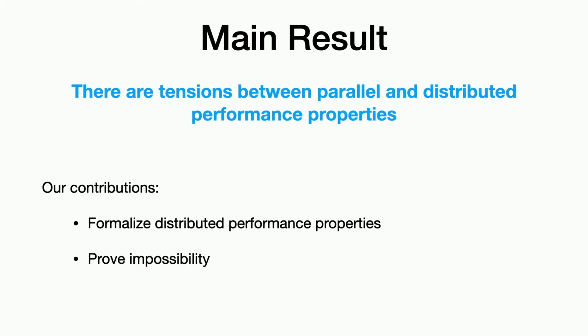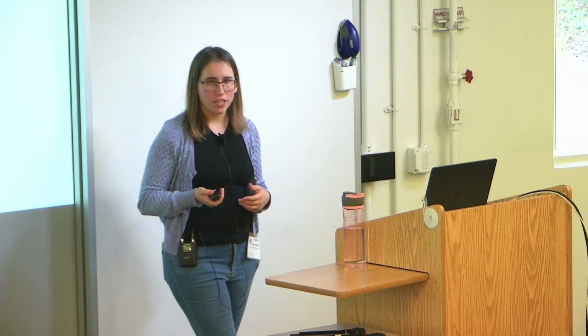Then we prove this. Is the system asynchronous? Yes, it's asynchronous. Then we prove this impossibility, showing that you can't achieve these parallel properties as well as the distributed performance properties in the same system at the same time. We also show that this impossibility result is intuitively tight, because if you drop any single one of the properties, then you can implement a system that satisfies the rest.